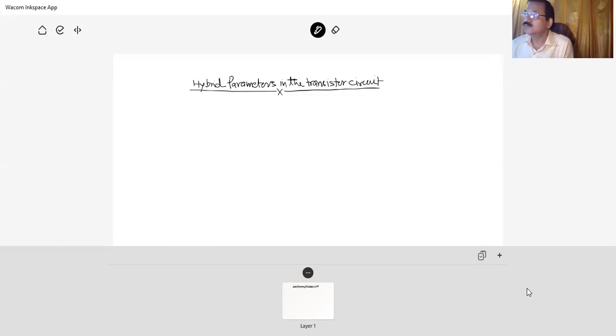Good morning, friends. So today I would like to discuss the hybrid parameters in transistor circuit. In this circuit, we take the common emitter configuration circuit, which is supposed to be a 4-port device, 2 parameters in input port, 2 parameters in output port. These parameters are current and voltage in both the sections. So let us discuss this 2-port device in the transistor circuit.